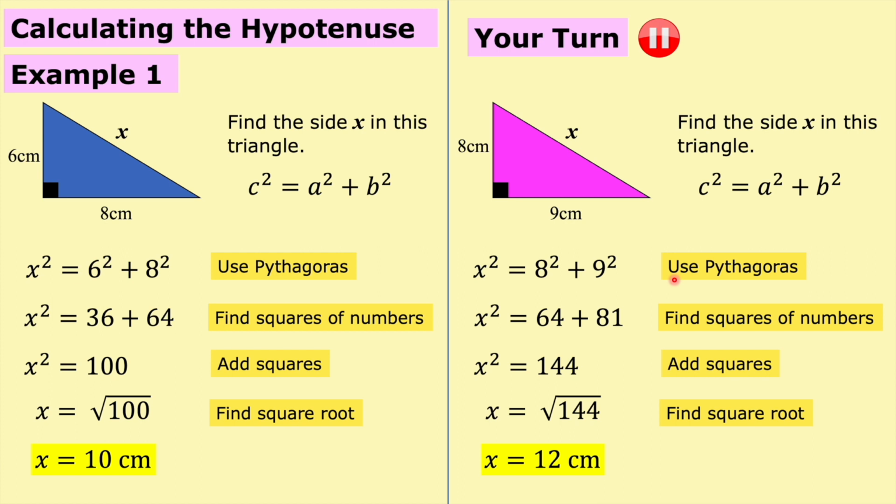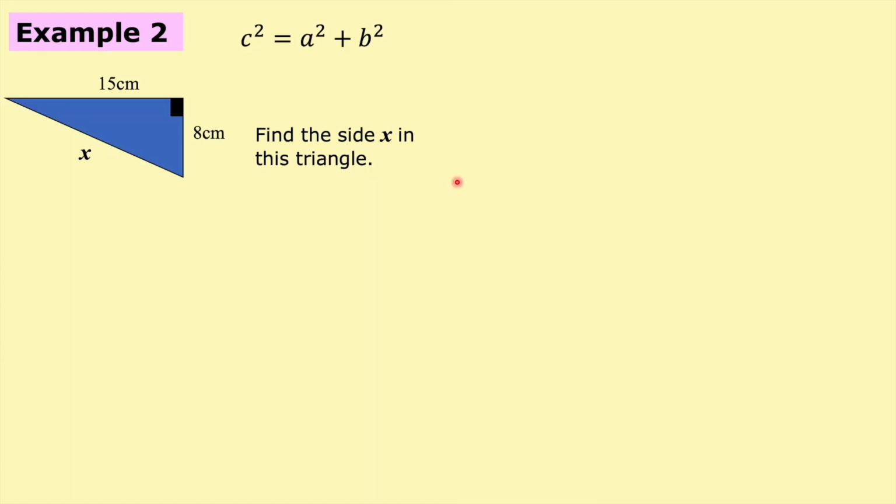Okay, second example. This time we're still going to be using the same formula. I'm just showing you that it doesn't matter which way round your triangle is, as long as you've got that little box there representing your right angle triangle. The side directly opposite from that is your longest side, being your hypotenuse. So we're going to use the same formula, just on a triangle just being flipped around a little bit. So this side x is going to be our side c. So find side x in the triangle.